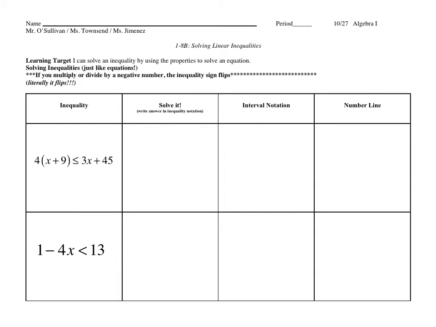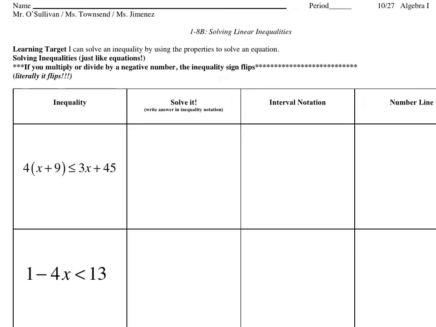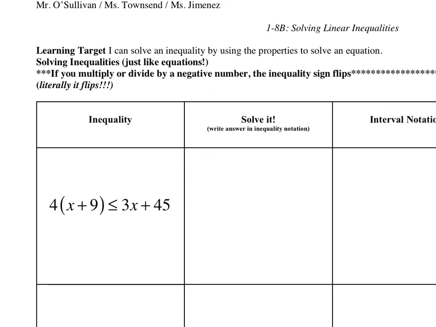So the learning target for today is: I can solve an inequality by using the properties to solve an equation. Solving inequalities is just like solving an equation. However, if you multiply or divide by a negative number, the inequality sign must flip. And when I say flip, it literally flips.